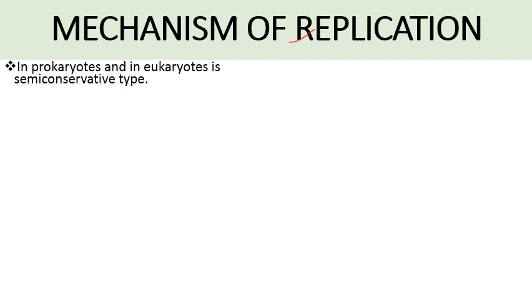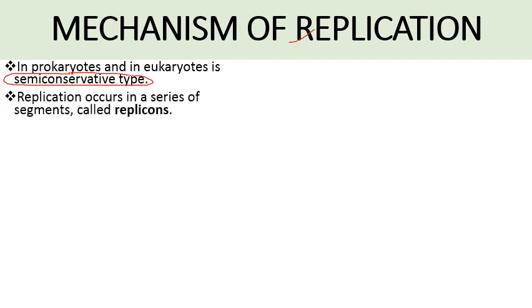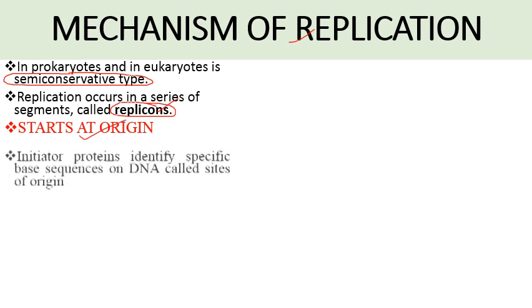So next comes mechanism of replication. Firstly, in case of prokaryotes and in eukaryotes, the replication of DNA is semi-conservative type. It means one strand is the parent strand and one strand is newly synthesized, that is the daughter strand. So replication occurs in a series of segments called replicons. Replicons are the segments in which replication occurs. It starts at origin of replication, at ORI.